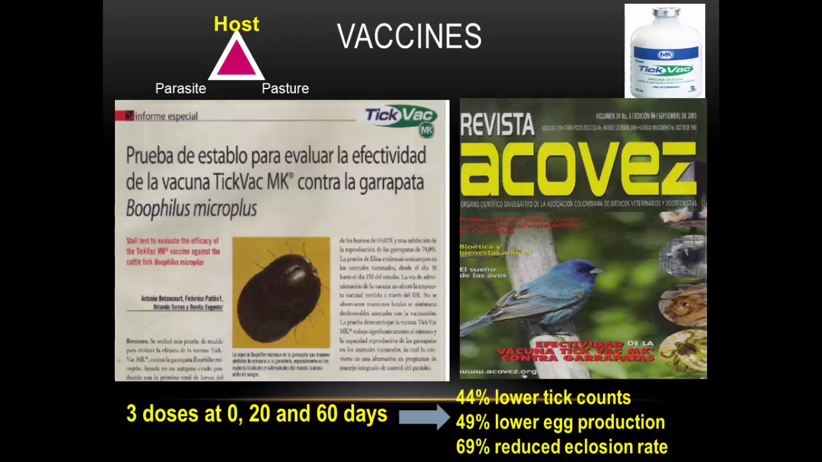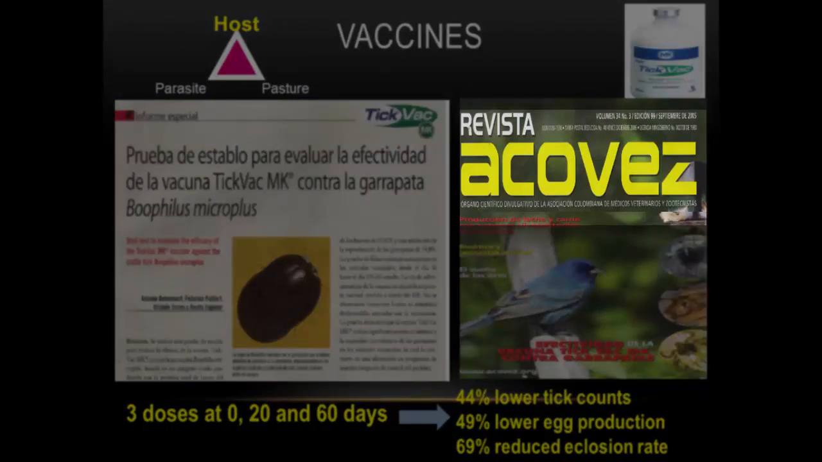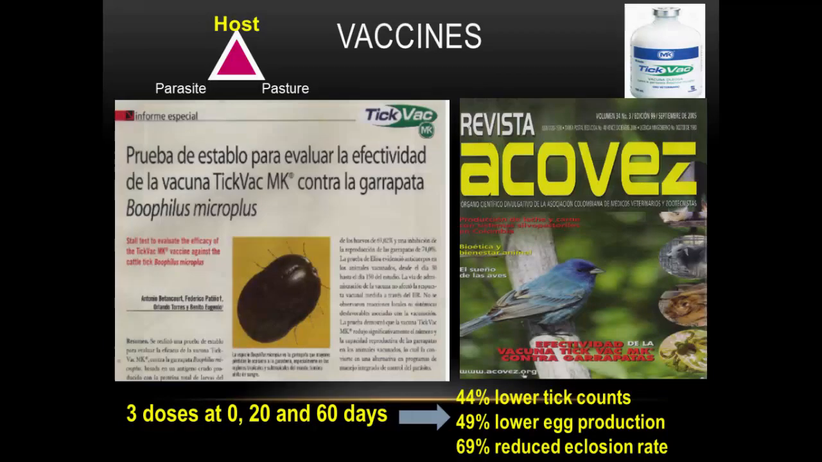The only study available is not even presented in a scientific journal. This ACOVES magazine is a local trade magazine for farmers and veterinarians, and they report amazing results in terms of reduction in the number of tick counts on the animal, egg production, and reduction in eclosion rates. In my opinion, everything mentioned here was fabricated, and something smells fishy about the whole thing, but it's not really worth spending more time talking about it.